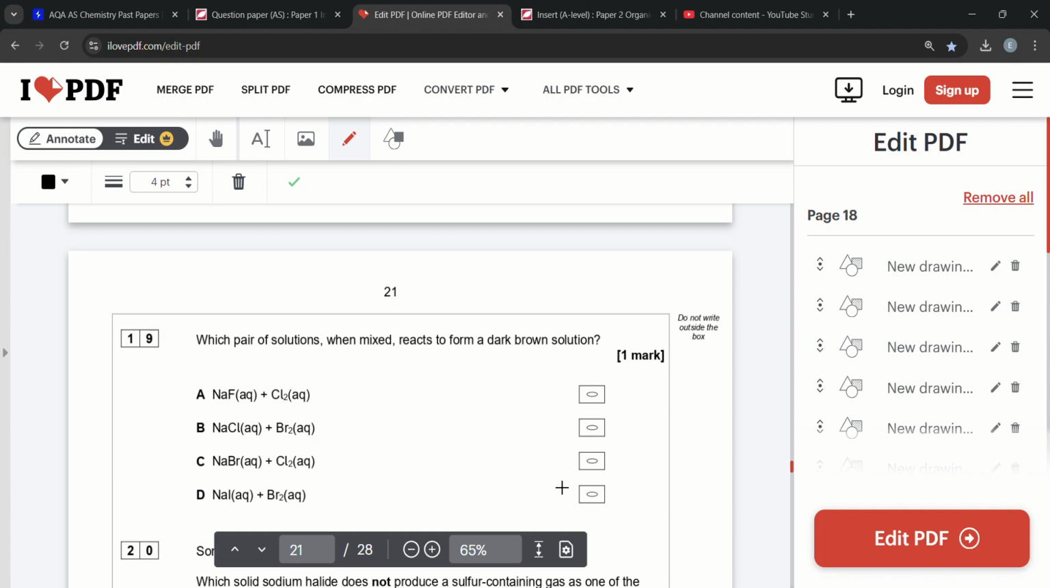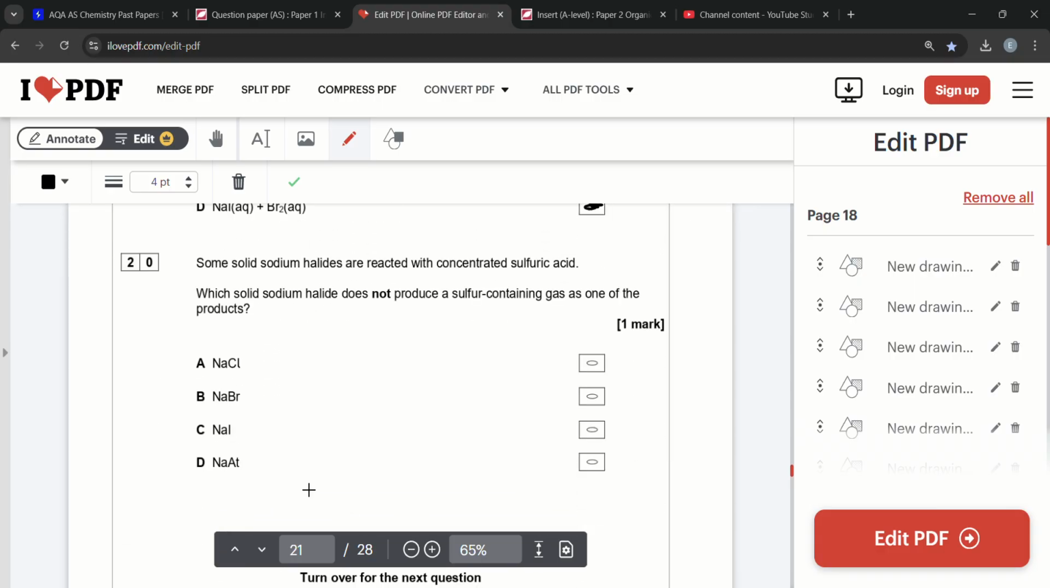It's going to be D because of the iodine. NaI plus Br2. Some solid sodium halides are reacted with concentrated sulfuric acid. Which solid sodium halide does not produce a sulfur-containing gas as one of the products?